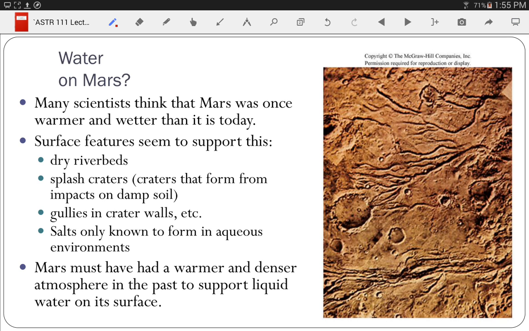And you have gullies in crater walls, and you have salts, chemicals that we only know on Earth to exist in aqueous solutions, that is, we only make them in water. So they would have to be made in water. On Earth, we say it must have been the same thing there on Mars. So Mars would have to have been quite a bit different to have liquid water on its surface than what it is today. It would have to be warmer, and you would have to have a denser atmosphere.